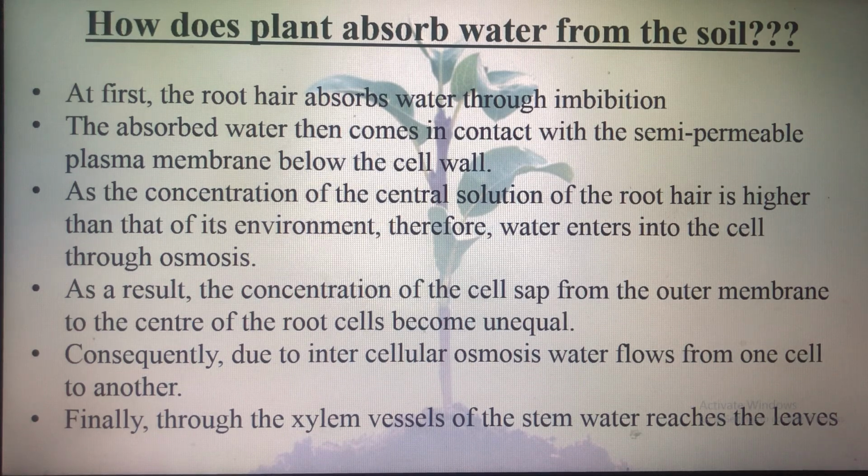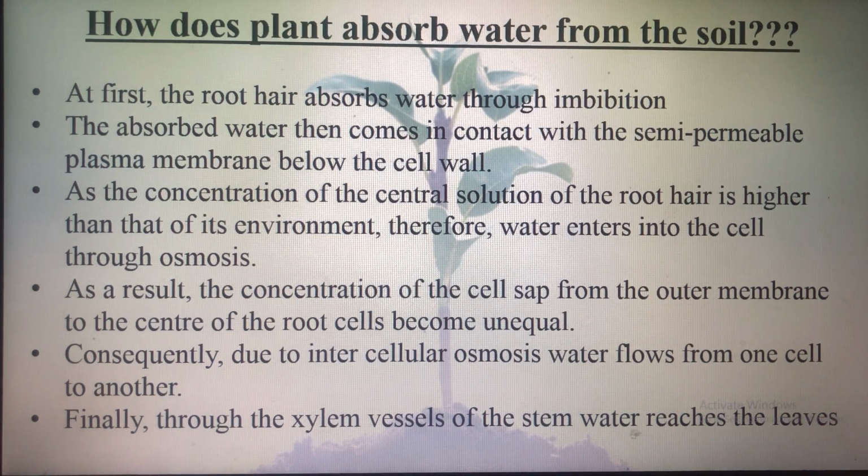So when, through this cell to cell osmosis, water reaches the vessel of the xylem, from there water directly reaches the leaf. Why the leaf? Because it is the place where photosynthesis takes place and where water is required.